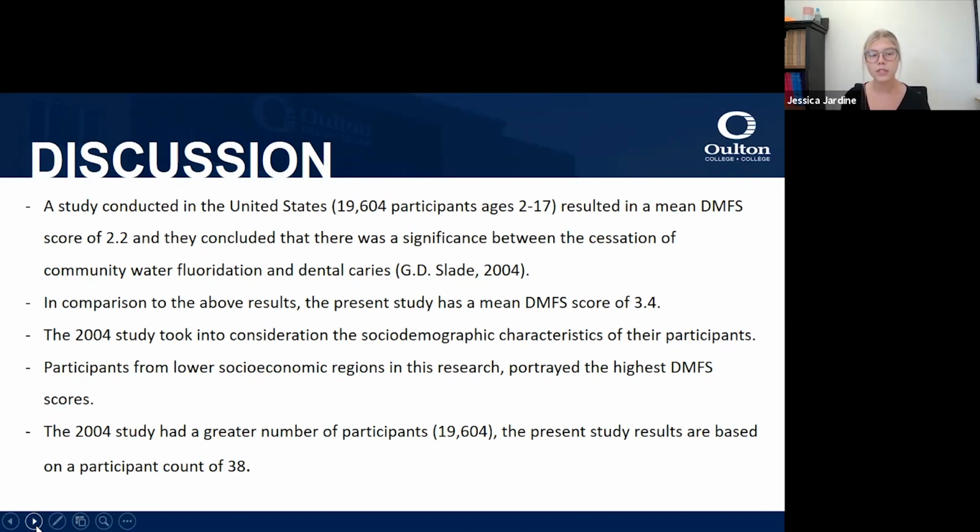The 2004 study took into consideration socioeconomic characteristics of participants, choosing different regions and incomes. Participants from the lower socioeconomic regions in this research portrayed the highest DMF scores. The 2004 study had a greater number of participants. As I said, it was 19,604 participants, and the present study looked at a result based on 38 participants.